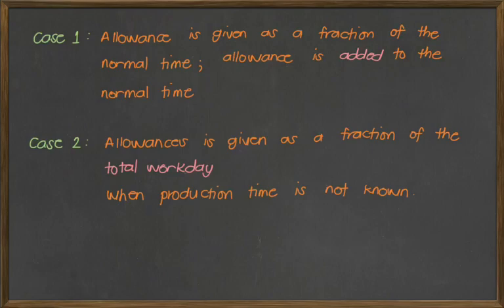So, for the first case, this is where the allowance is given as a fraction of the normal time, and usually this is stated in the problem as the allowance is added to the normal time. Now, for case 2, this is when the allowance is given as a fraction of the total workday and usually used when production time is not known.